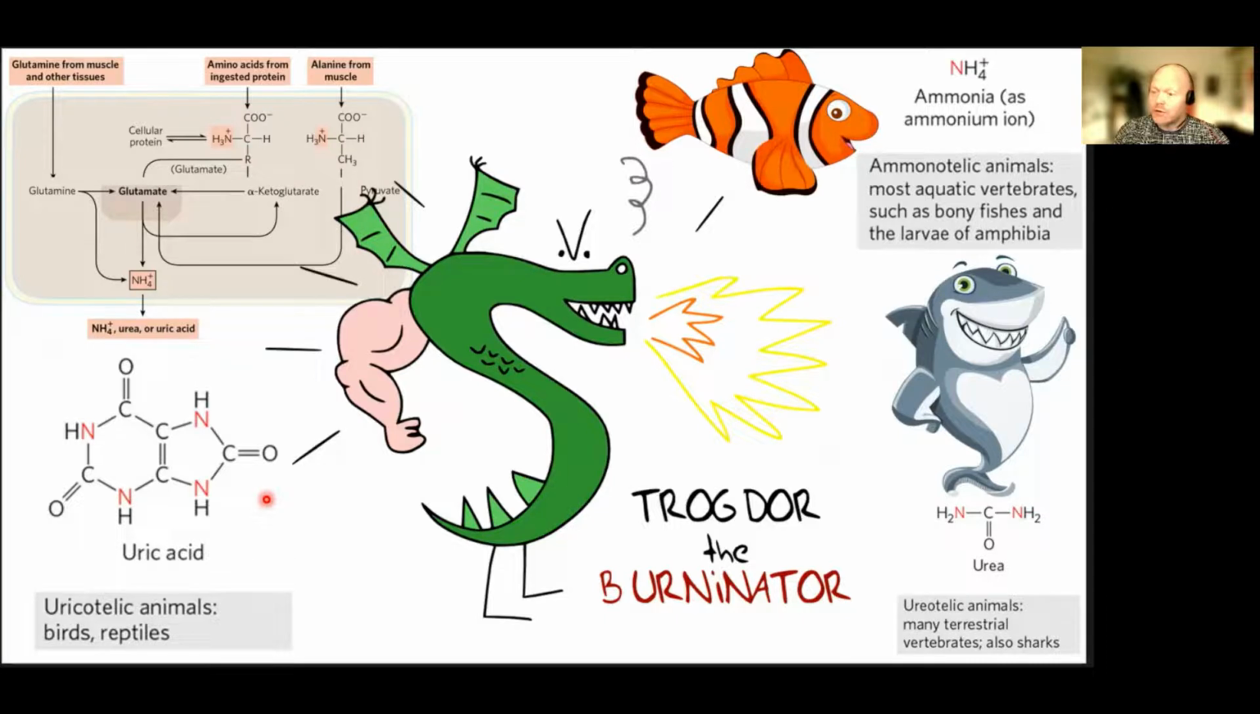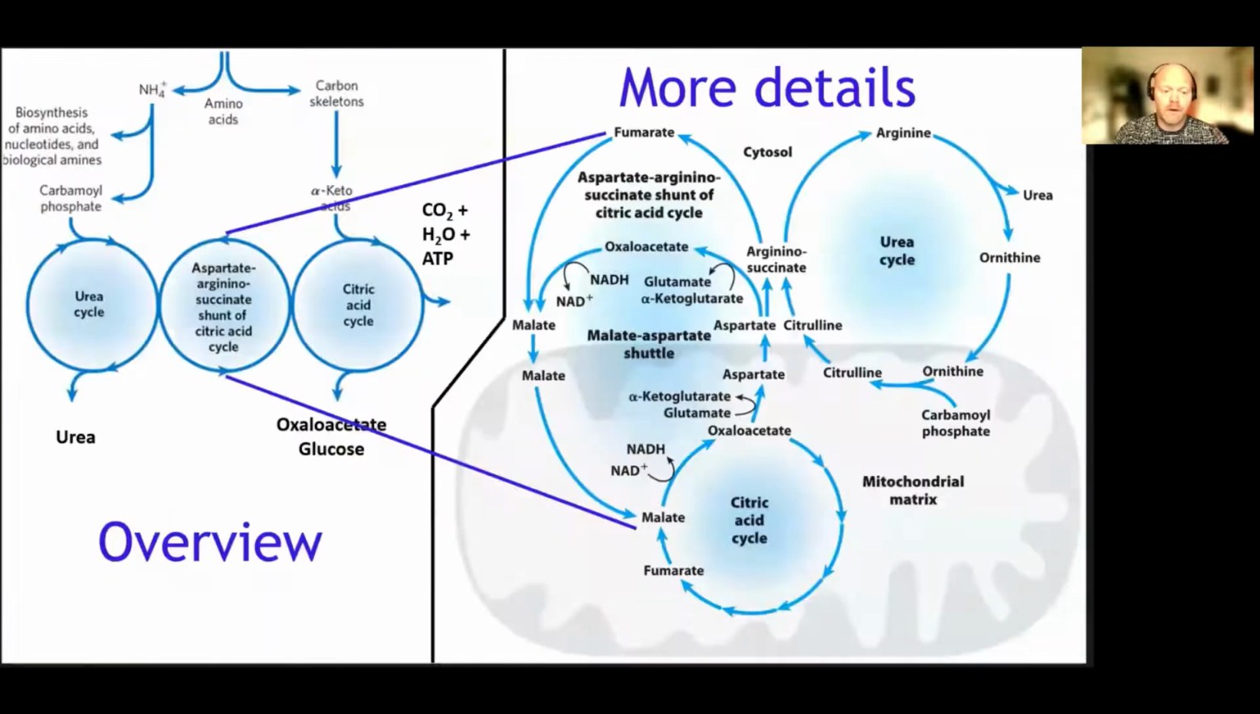Now, in the case of Trogdor, we expect that he does not really waste nitrogen in this way, but rather spends it as ammonia for his glorious fiery burnination. Okay, moving on.